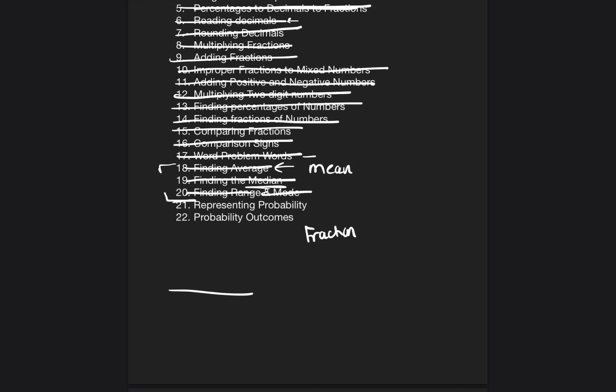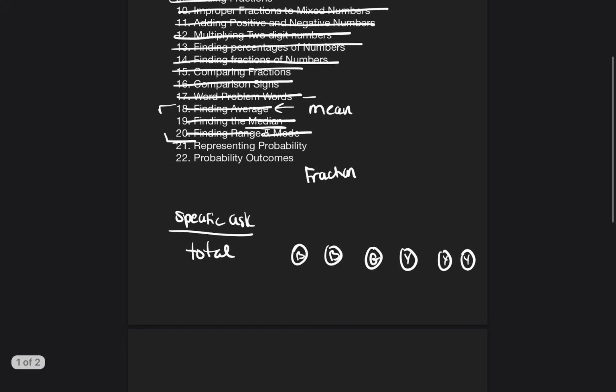So the way that you represent probability is you put the total on the bottom and you put the specific ask on top. So I'll give you guys a probability example. So say I have some marbles, and these marbles, 2 of the marbles are blue, 1 is green, and 3 of them are yellow. Okay, so they'll say, if these marbles are in a bag, what is the probability of me picking out a blue marble? So the specific ask is for a blue marble, and then on the bottom, we would do the total number of marbles that are in the bag.